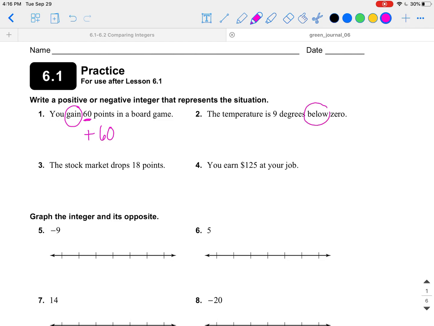So for example, the temperature is 9 degrees below zero. Below would be the keyword there. The stock market drops 18 points. That would be the keyword there. Underline your number values. And you earn $125 at your job. So you guys take a look at those keywords and then identify an integer based on those.